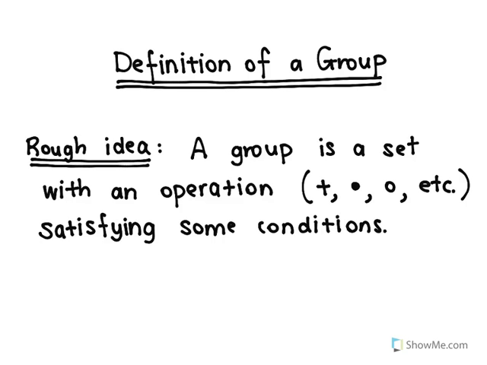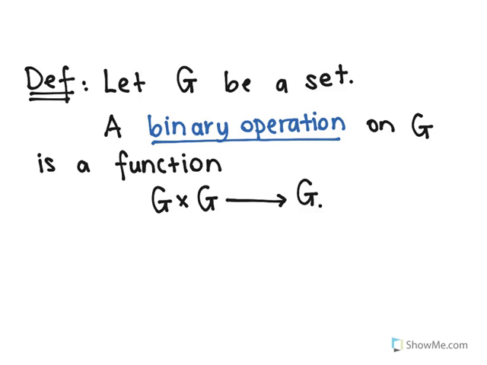The rough idea is that a group will be a set with an operation on it. The operation could be something like plus, or times, or composition, and I'll also require that operation to satisfy some conditions or axioms. So in order to make this rough idea precise, the first step is for me to tell you more precisely what I mean by this word operation. The more technical name for this is a binary operation.